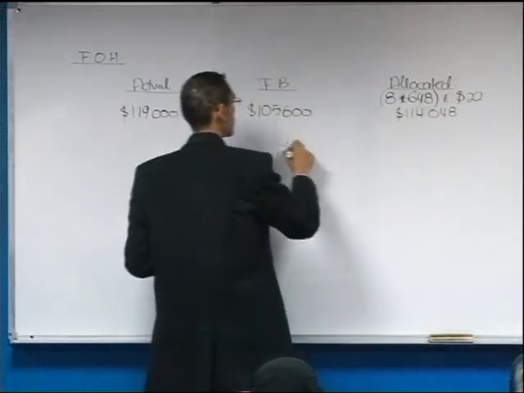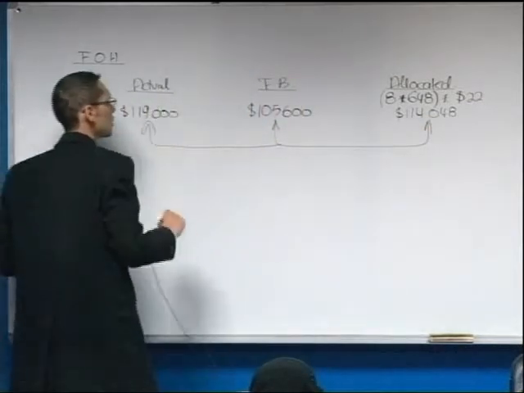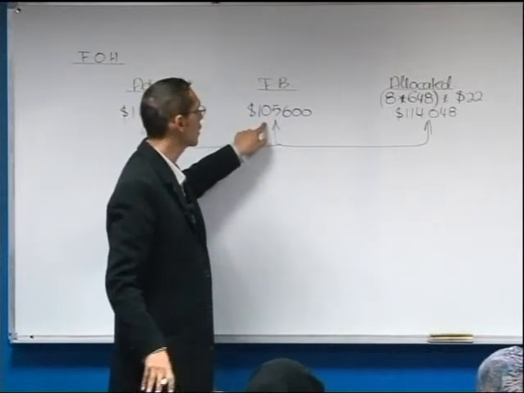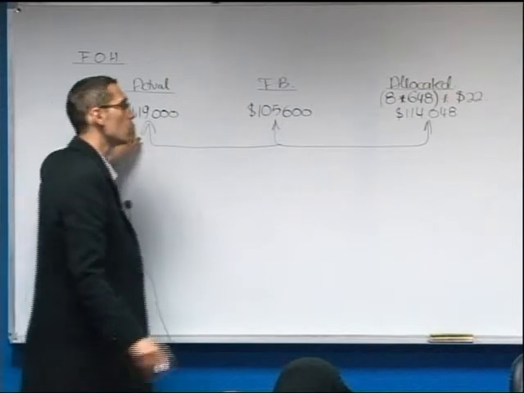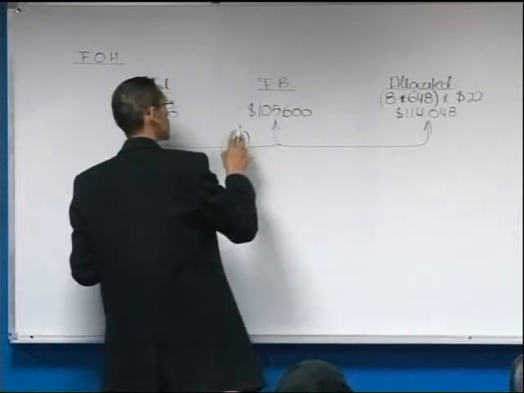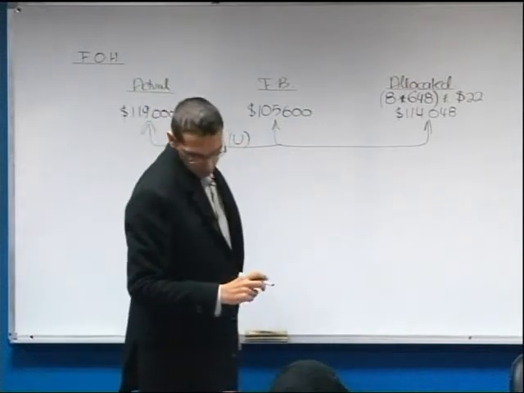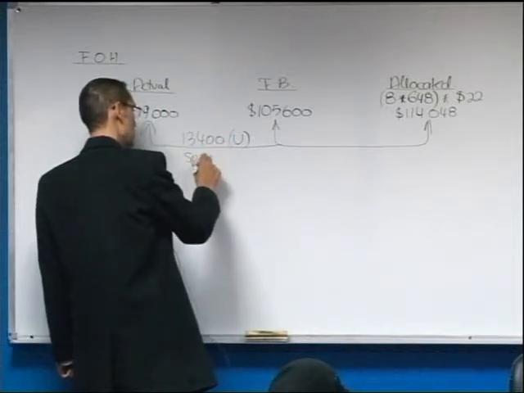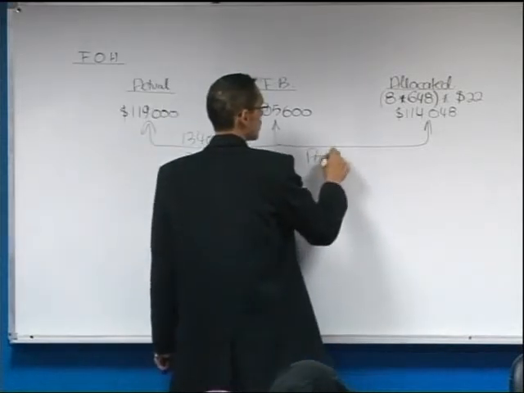Therefore, first of all, according to our static budget or flexible budget, we should have incurred $105,600, but we have incurred 119, which is more. Therefore, this is an unfavorable variance by the amount of 13,400. Of course, this is a spending variance.